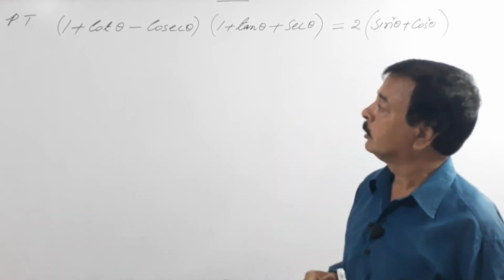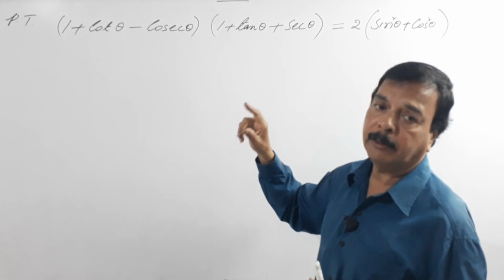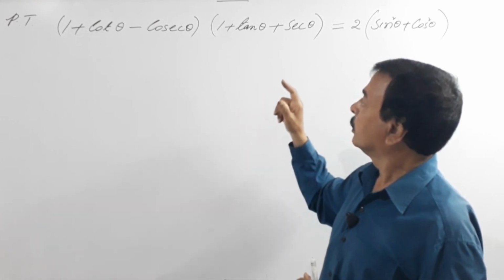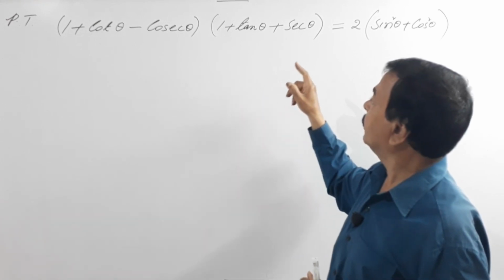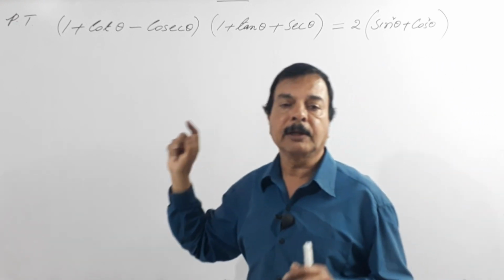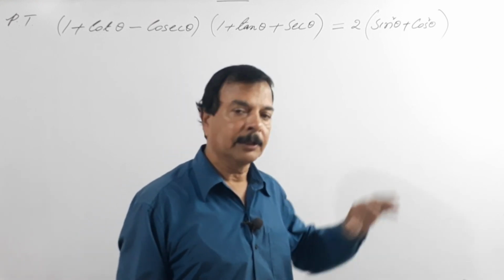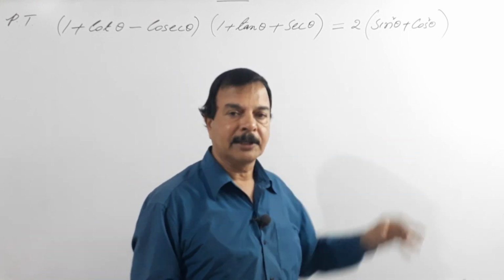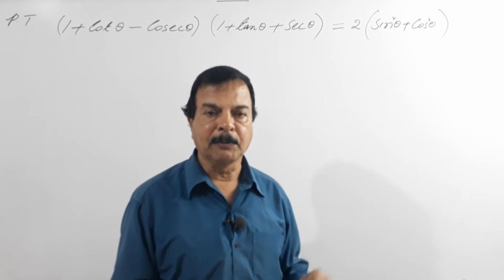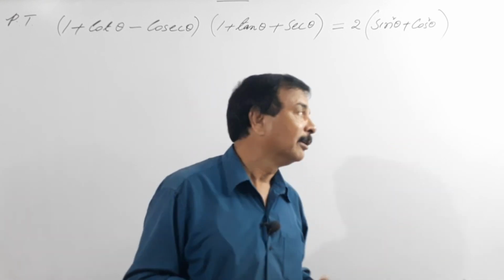So dear students, we have one problem. Prove that (1 plus cot theta minus cosecant theta) into (1 plus tan theta plus secant theta) equals 2. It's a tricky problem on the right hand side, but I'll show you how to do it. But the moment I show you, you'll be laughing. Why? It was so easy.